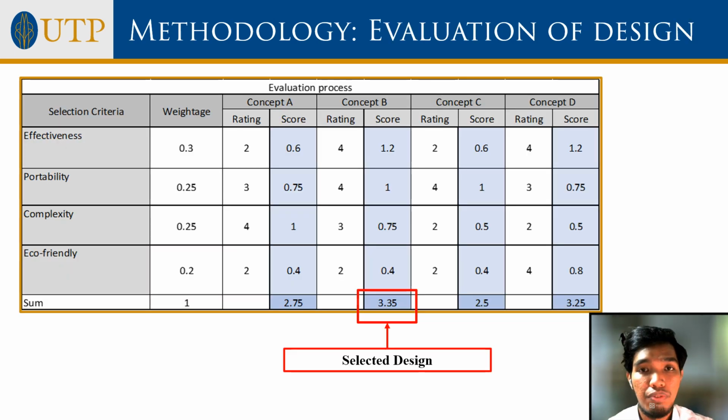Alright, so moving forward, from the 4 design options, we have evaluated the designs based on 4 criteria: the effectiveness of the design in removing hot air from the laptop, portability of the design, complexity of the design, and the eco-friendliness of the design. Out of the 4 criteria, concept B outshines the rest of the designs with a summation of scores of 3.35, which makes concept B the selected design for our project.